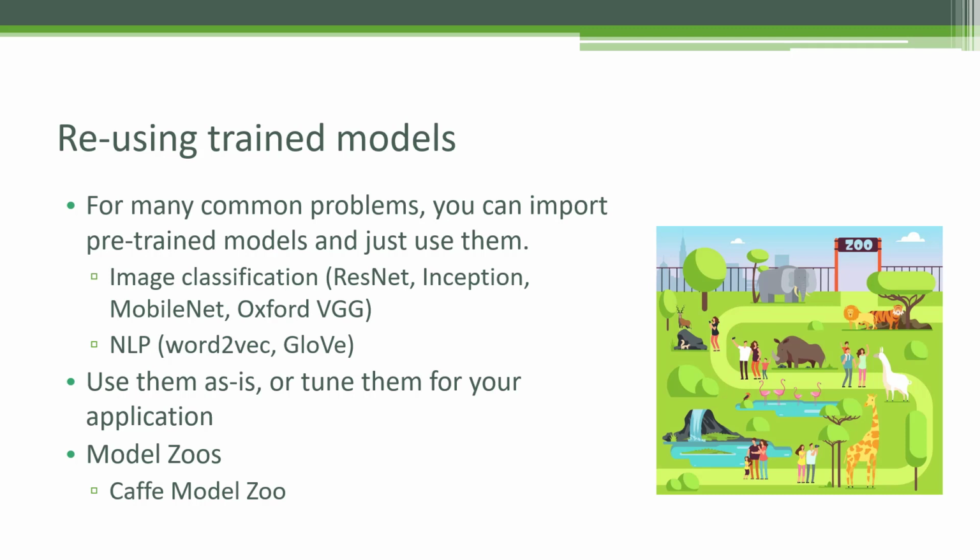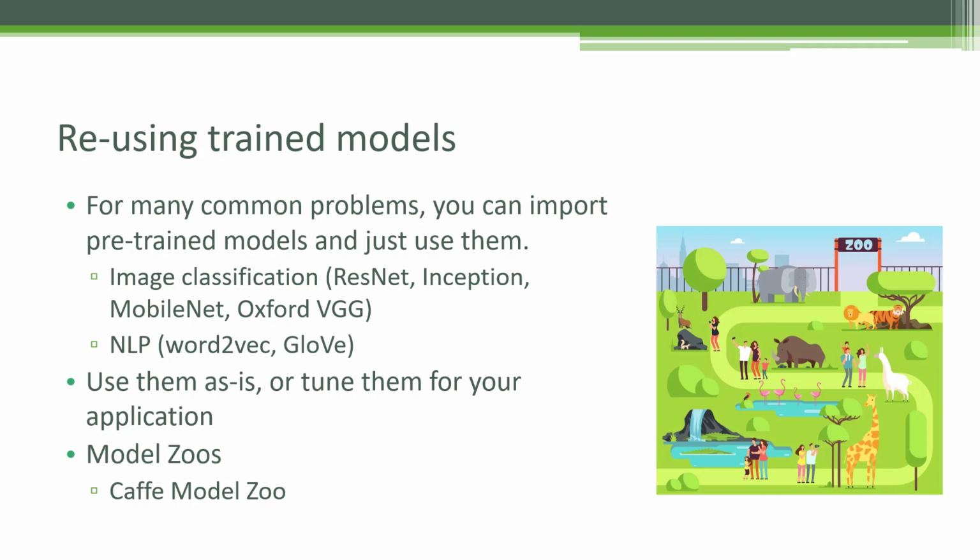And for a lot of common problems, you can just import a pre-trained model that somebody else did all the hard work of putting together and optimizing and figuring out the right parameters and the right topology, and just use them. So, for example, if you're trying to do image classification, there are pre-trained models out there that you can just import. Some of them are called ResNet, Inception, MobileNet, and Oxford VGG, and they come pre-trained with a very wide variety of object types. So, in many cases, you can just unleash one of these off-the-shelf models, point a camera at something, and it will tell you what it is.